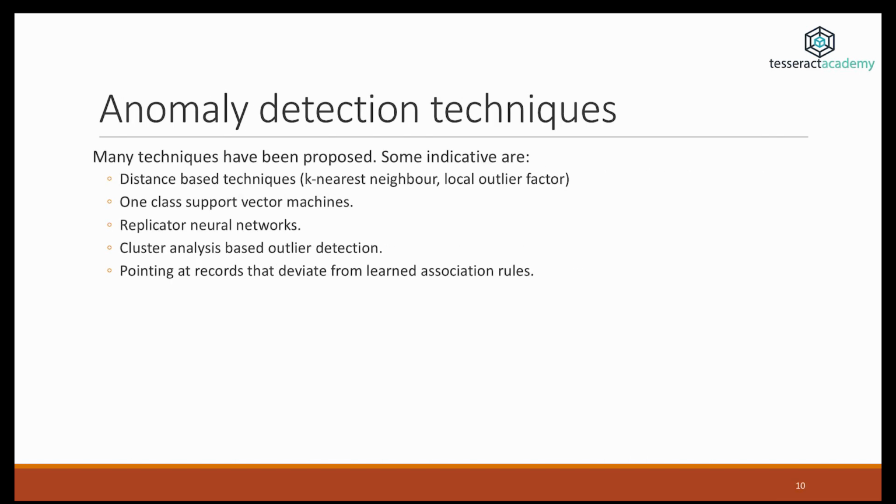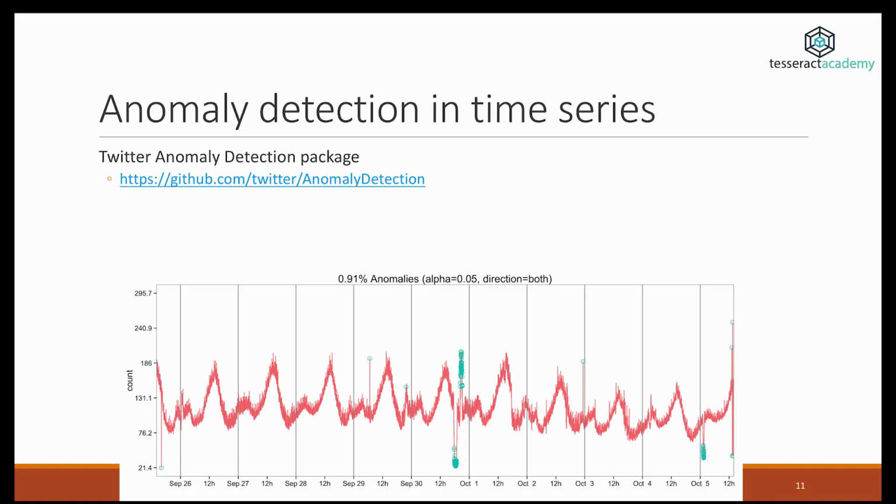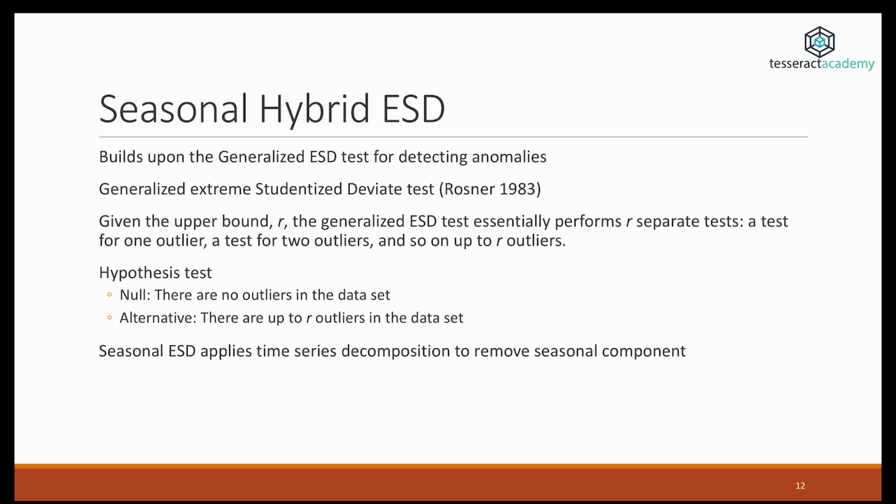So there are many techniques for us to detect anomalies. We have distance-based techniques, and we have some techniques borrowed from supervised learning, such as one-class support vector machines and neural networks. Anomaly detection is a special field in its own right. A technique that I believe is worth a special mention and that I particularly like comes from Twitter. Twitter released a package for anomaly detection in time series and social media data. I like to mention this because I've worked a lot with social media data and I've also used this package. And this package is basically an adaptation of a statistical test.